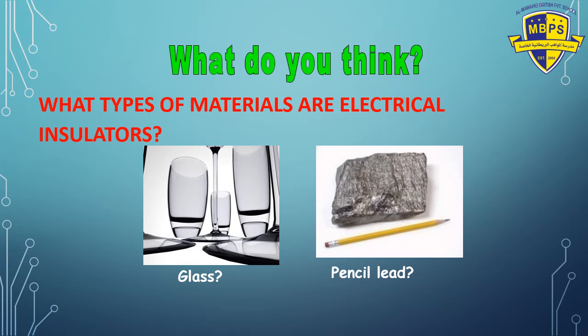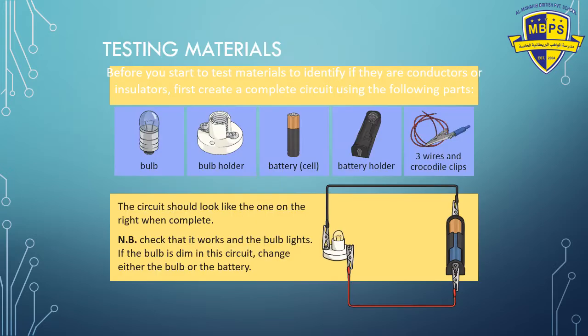How would you know if they're electrical insulators or electrical conductors? We can come to know by testing materials. Because we being scientists, we need to test. So what do you need to test materials? We need a bulb, a bulb holder, a battery or a cell, a battery holder, 3 wires, and crocodile clips.